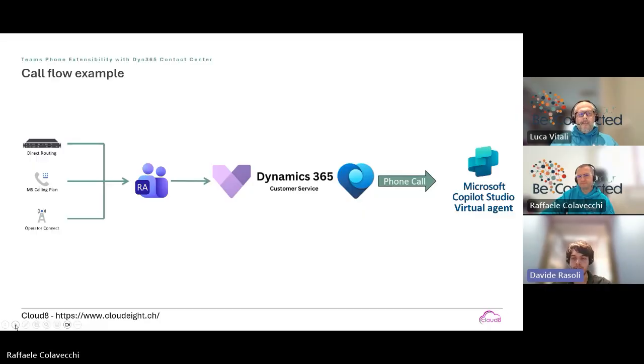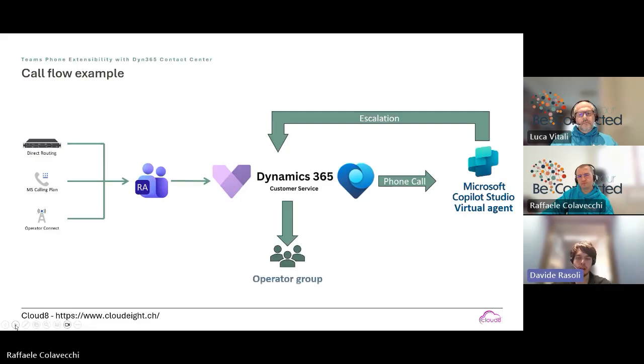In this example, we have Microsoft Copilot Studio with a virtual agent that, before routing the call to a call group, will try to answer the caller with appropriate information, basing also on its knowledge and the customer request. If the virtual agent isn't able to provide an answer, it can escalate the call back to Dynamics 365, and then we can have a human operator answer the call and, let's say, handle the customer request manually.